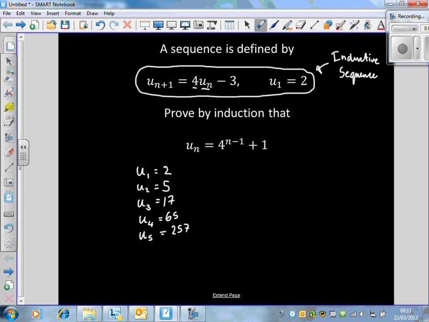The next one is going to be in the thousands. The one after that will be close to 5,000.